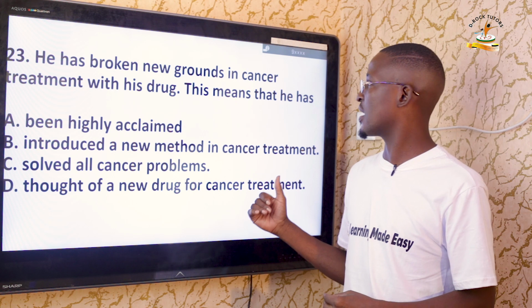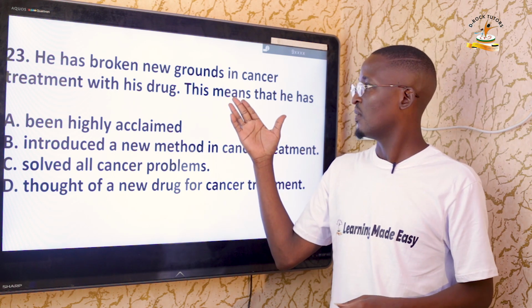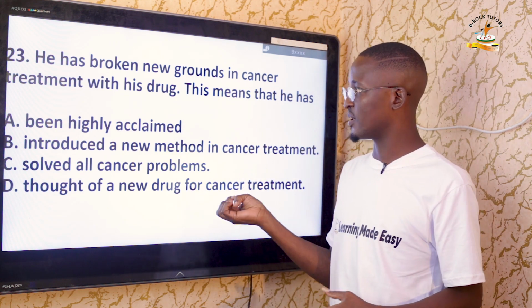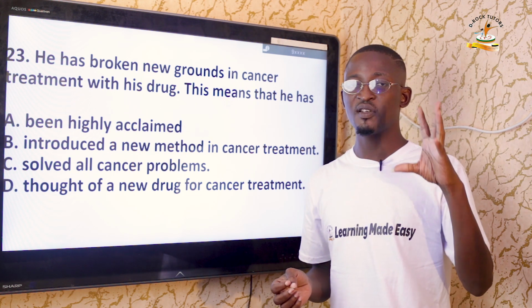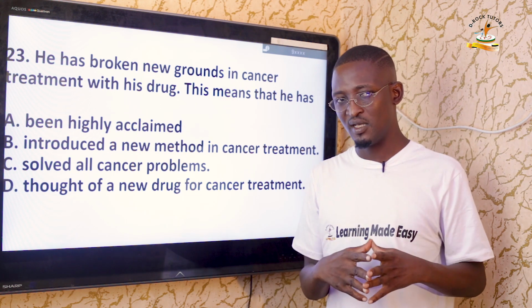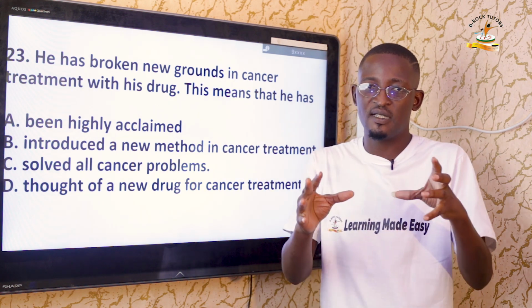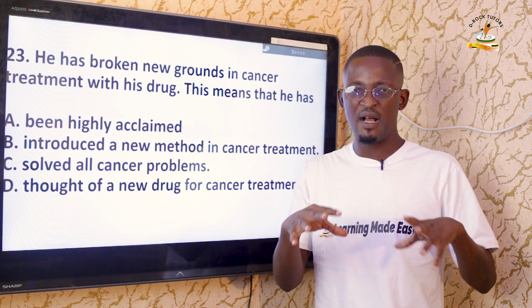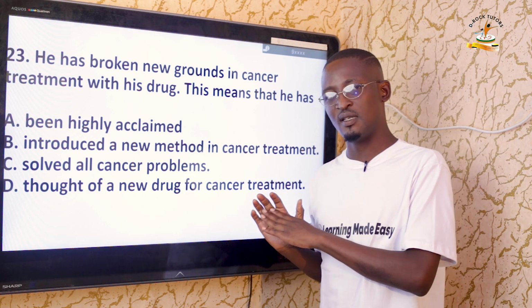He has broken new grounds in cancer treatment. To break new ground. That is, with his drug. He has broken new grounds in cancer treatment with his drug. Like I said, don't forget, this is more figurative meaning rather than literal meaning. It is not the same way those words are written that you should reason them to be the answers you pick. So most of them are insidious, so you need to critically look into them because they are idioms.